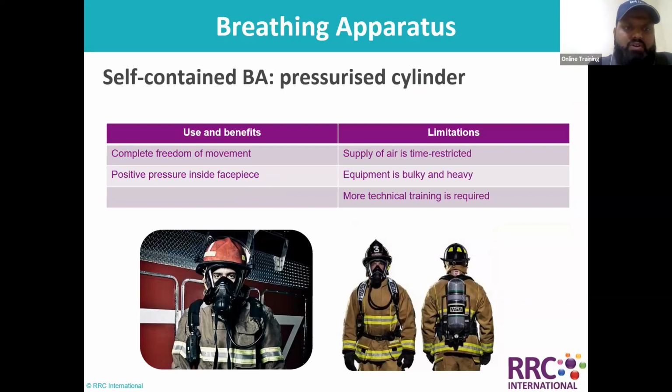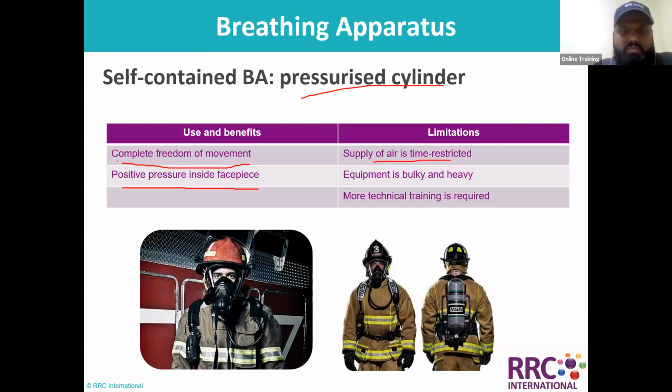And there is something which we call self-contained breathing apparatus. Commonly, people call it SCBA. These are basically pressurized cylinders. And what are the benefits? Complete freedom of movement. Positive pressure inside the face piece. What are the limitations? The supply of air is time restricted. Actually, it is not time restricted, it is about the pressure. Of course, it depends on the way you are breathing.